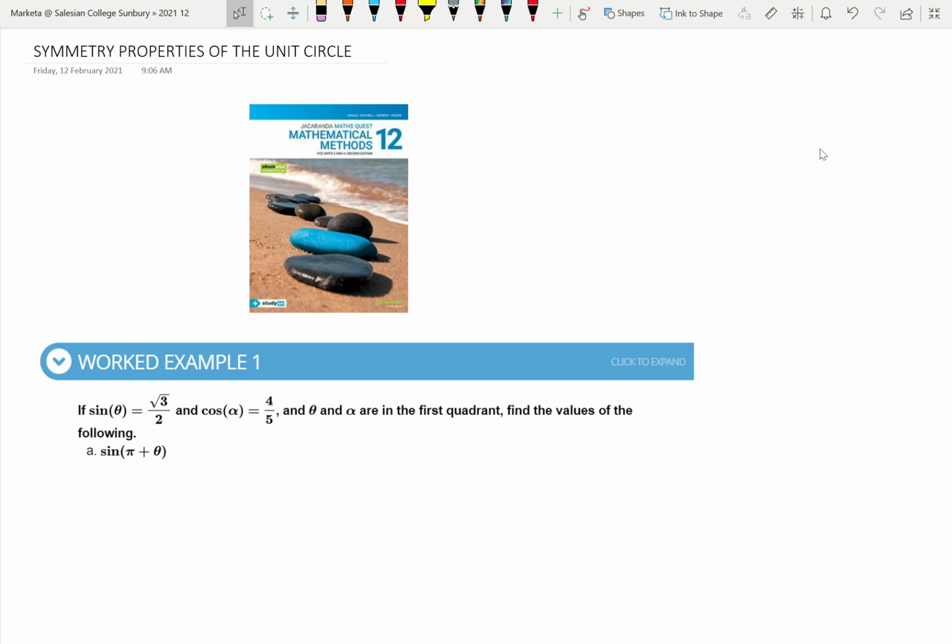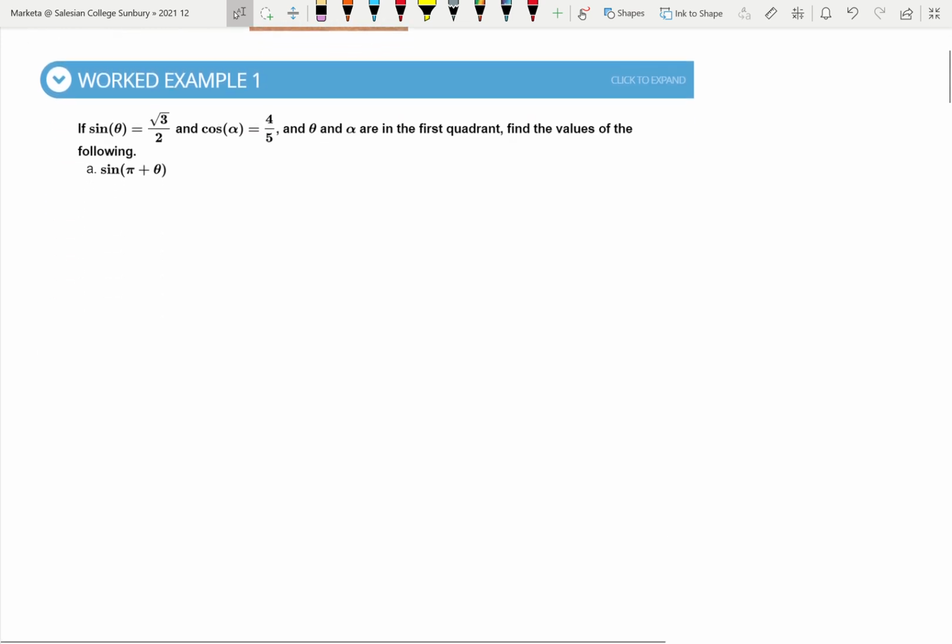Hi guys, today I'm going to do a series of videos on the symmetry properties of the unit circle. This is in 2.2 of your Jacaranda Plus textbook, and I'm going to work through the worked examples and explain them a little bit more clearly. This is one we did yesterday, but some people are still a bit unsure, so I thought I'd start with this. So we've got two situations here.